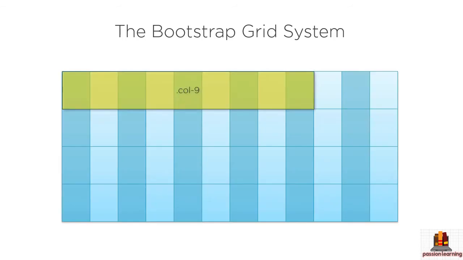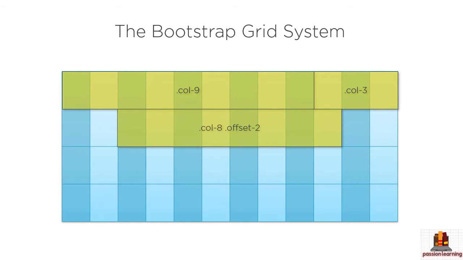You can really mix and match these. So if you started with a column of 9, so taking up about 75% of the page, and then you added one with column 3 that took up 25%, you don't have to have each side be perfectly even. And this way you could define something like the main blog body and then maybe a sidebar.